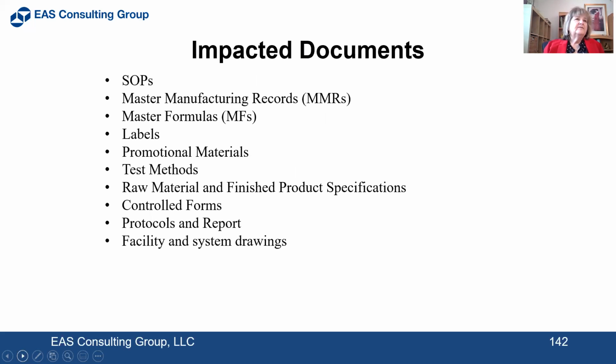So those types of impacted documents for change control would be SOPs, master manufacturing records, master formulas, labels, promotional materials, test methods, raw material and finished product specifications, controlled forms, protocols and reports, any facility and system drawings.